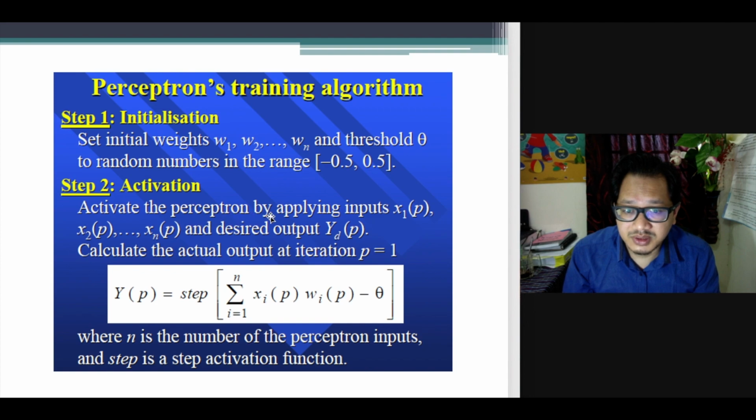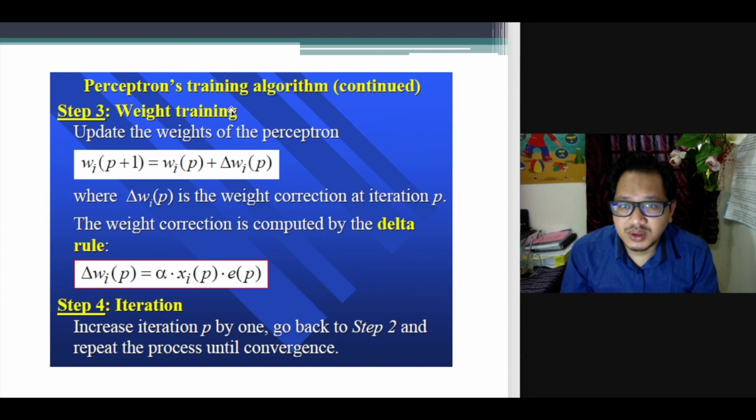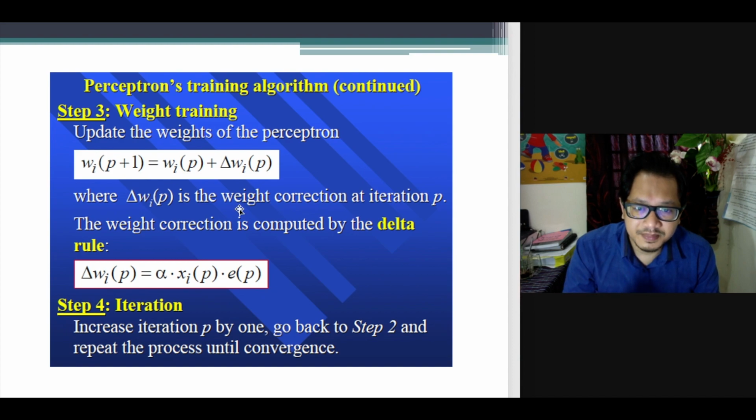Dia akan activate the perceptron by applying the inputs and desired output, calculate the actual output at iteration p equal to 1. Sekarang ni, for the iteration p equal to 1, yang first dulu dia akan check dia punya input dengan dia punya weight, dia akan calculate. And then step 3 dia akan weight training, dia akan update dia punya weight of the perceptron. Jika ada silap, ada error, dia akan update for that iteration p.